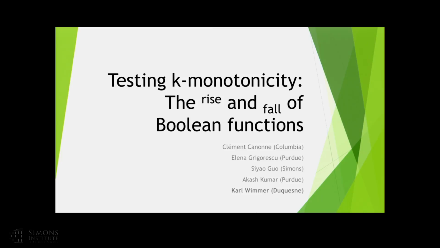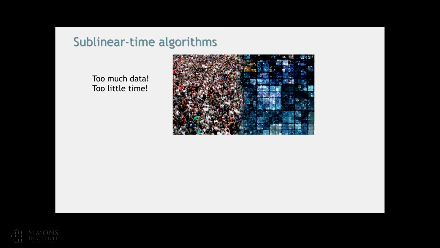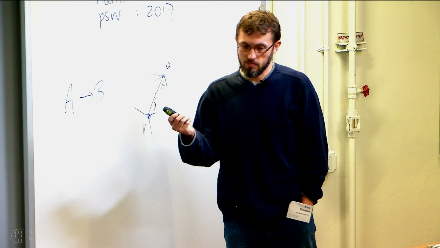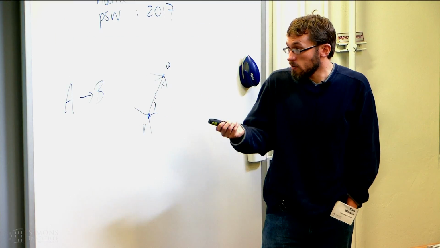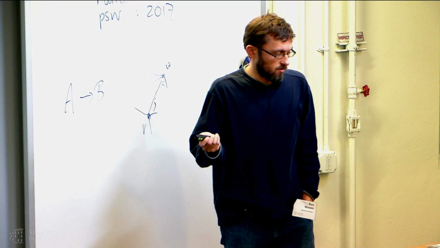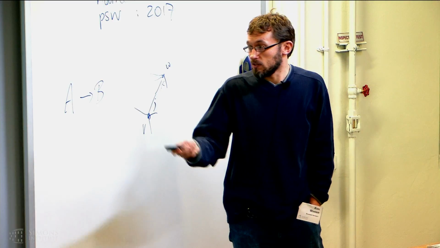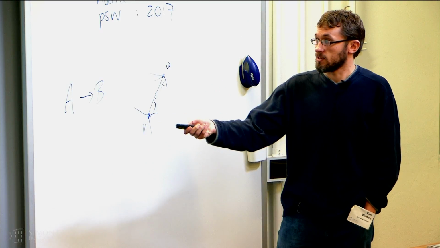All right, so here we're talking about testing k-monotonicity, subtitled Rise and Fall of Boolean Functions. We're working with sublinear time algorithms, where we have lots of data or a very large complex object and we don't have a lot of time to scan the entire thing. We'd like to do something with this object, hopefully not using too much time. Our goal is to do something sublinear, where we have query access to this object, and we'll use randomness along the way. We're thinking of queries as very expensive, and we want to make some sort of decision and hopefully get the right answer.